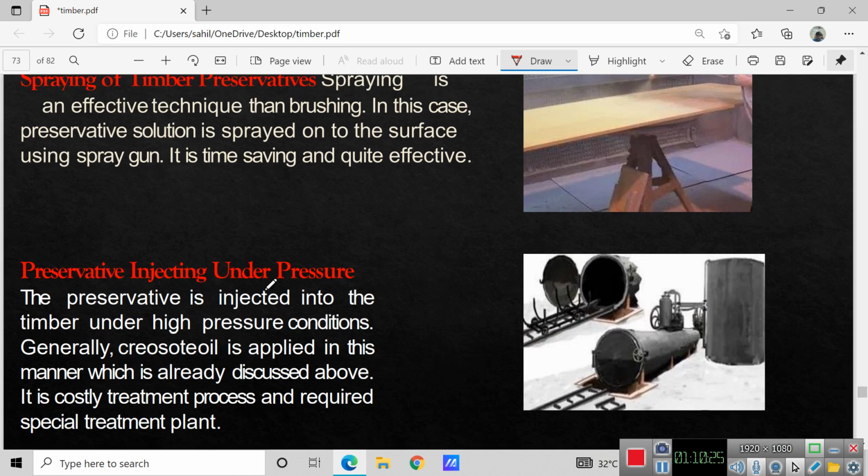Now, preservative injecting under pressure. The preservative is injected into the timber under high pressure conditions. Generally, creosote oil is applied in this manner, which is already discussed above. It is a costly treatment process and requires a special treatment plant. So this is again a very expensive method for preservation.